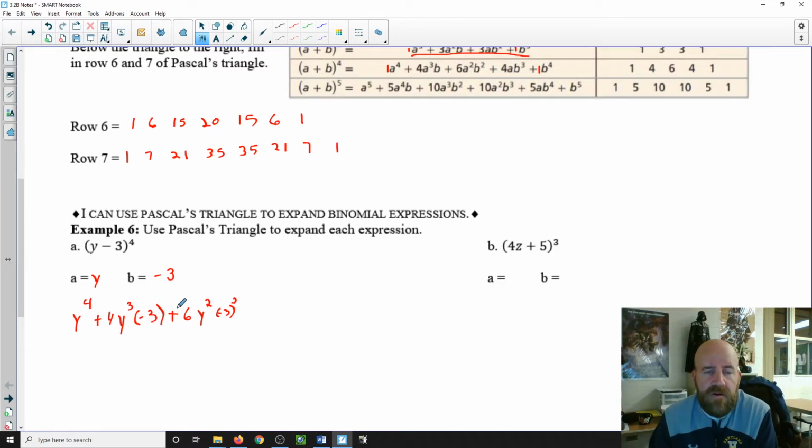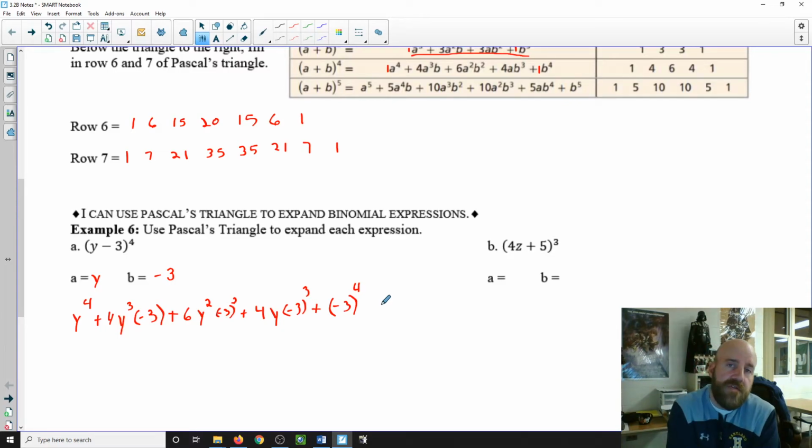So we're reducing the power of y, and then we're increasing the power of -3 as we go to the right. So 4 is the next one. We get y times -3 cubed. And then lastly, we get a 1, so we don't need to write that, and then just negative 3 to the 4th power. So that's how we use the equation, Pascal's triangle.